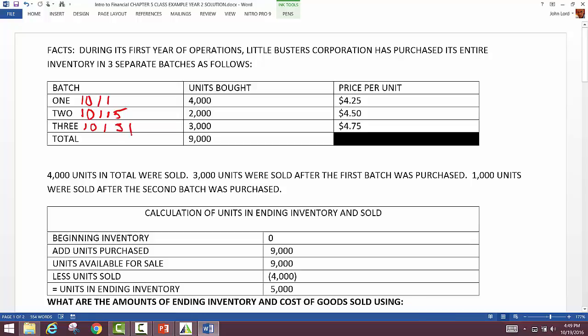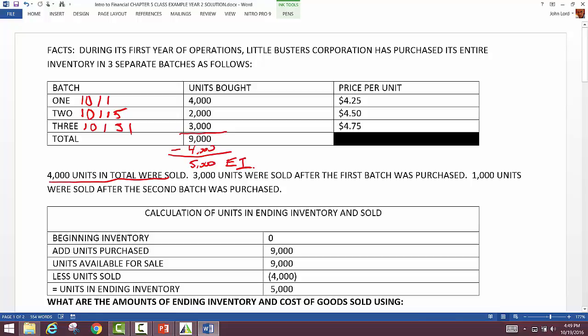Okay, 10-31. And if you look, they purchased a total of 9,000 units in these 3 batches. And the problem is telling us that they sold 4,000 units. So you take the 9,000 minus the 4,000. That means how many are left? 5,000 are left in ending inventory, right?